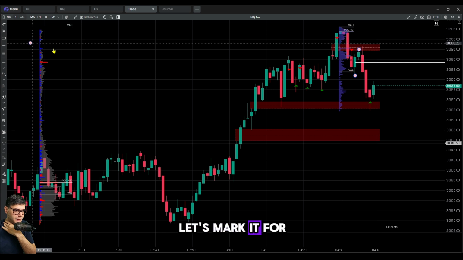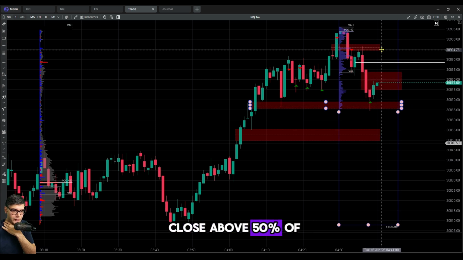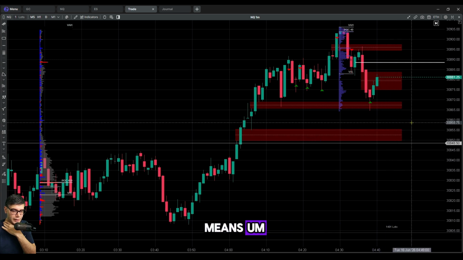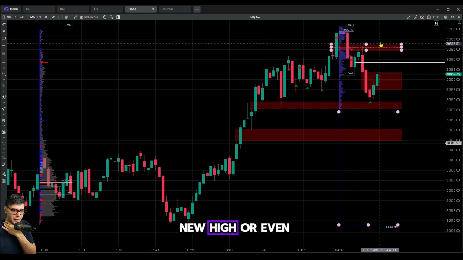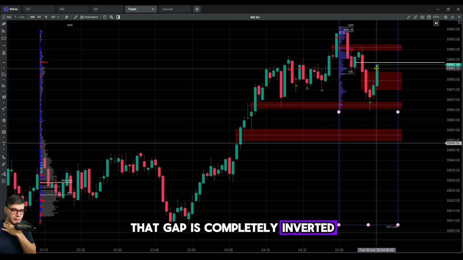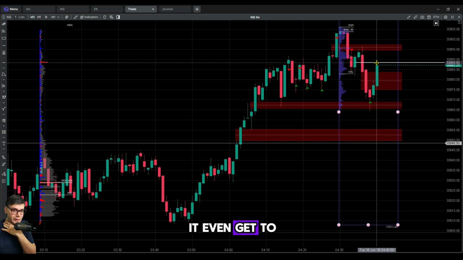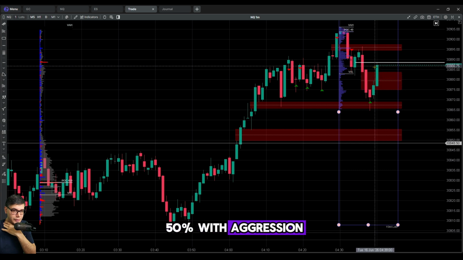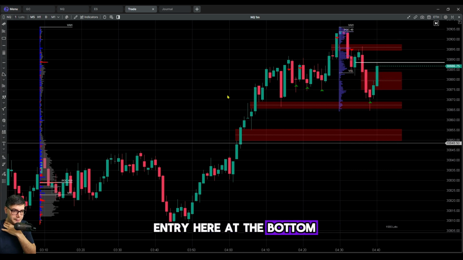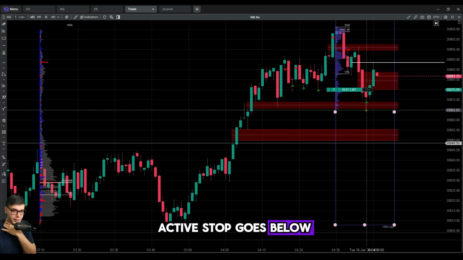Let's mark it. For a very bearish scenario, the price should not close above 50% of this bearish fair value gap. If it does, that means it can make a new high or even go higher. There we go. That gap is completely inverted. Aggressiveness is seen in the price. It even gets to 50% with aggression. Can have the low risk entry here at the bottom. Once the order is active, stop goes below this tail.